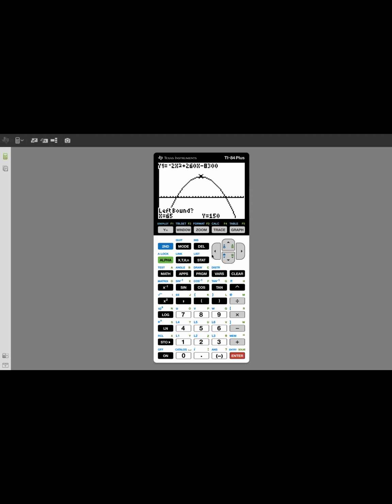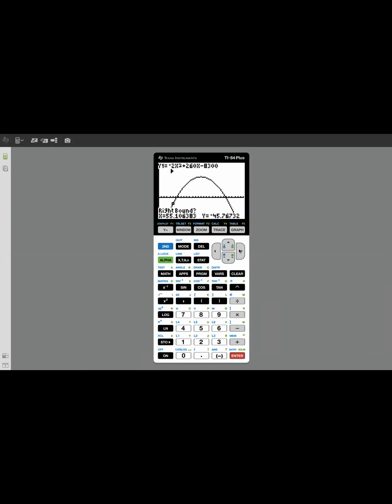So I want to move my cursor left by hitting the left arrow button. And I'm going to have to move it on down here, for that cursor to be a little to the left of where this 0 is. It's on the graph, but it's to the left of where this 0 is. Okay, so that's going to be a good left bound. So I hit enter. And then it wants a right bound.